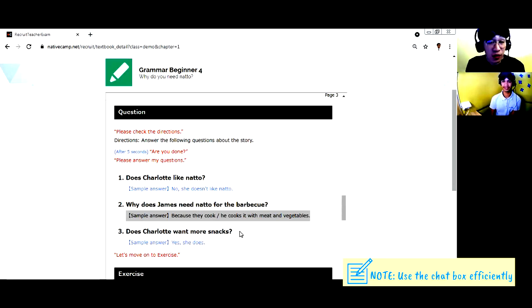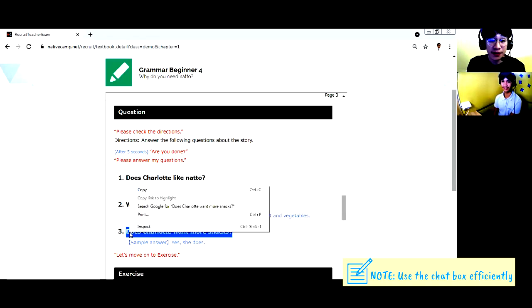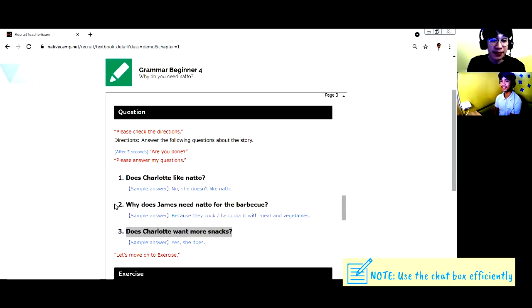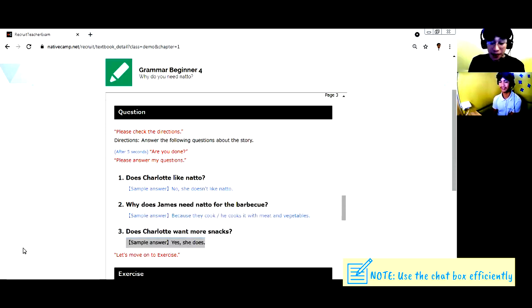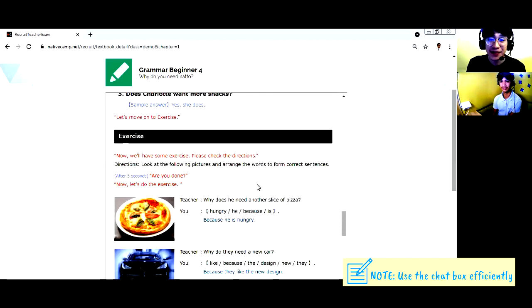Does Charlotte want more snacks? Yes, she does. Good, that's right. Now let's move on to the exercise. Please check the directions.